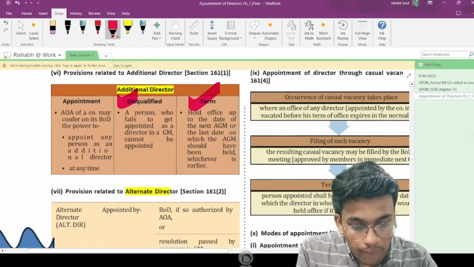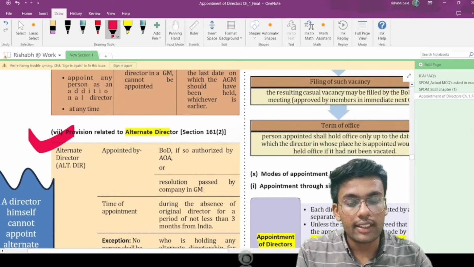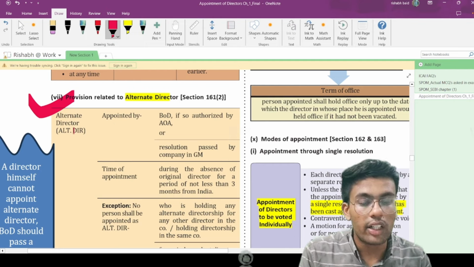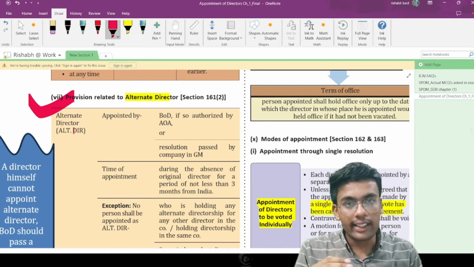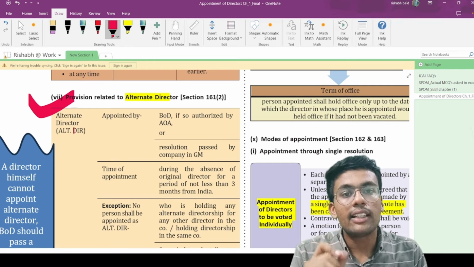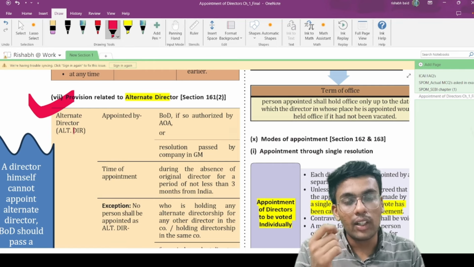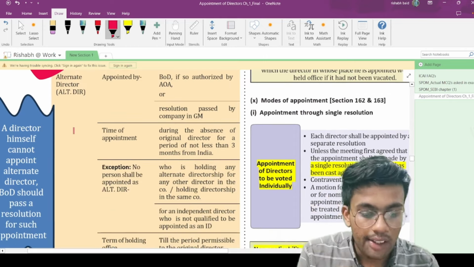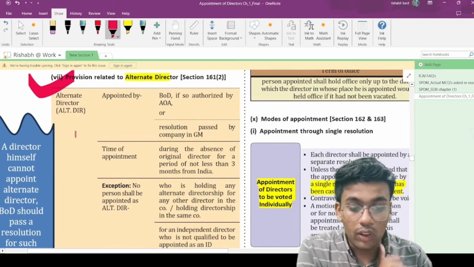Now, moving on to the provisions of alternate director, section 161 subsection 2. What does it talk about? It talks about appointment of alternate director. Let's say a director is going out of India for a period of more than 3 months. Then in that case, that director may request the board of directors to appoint any person as an alternate director. So these are the provisions with respect to alternate director.